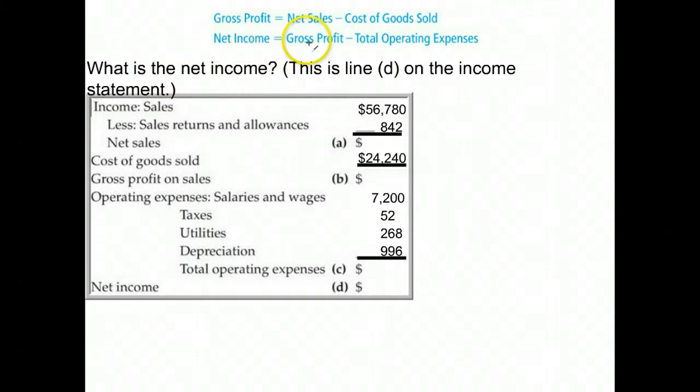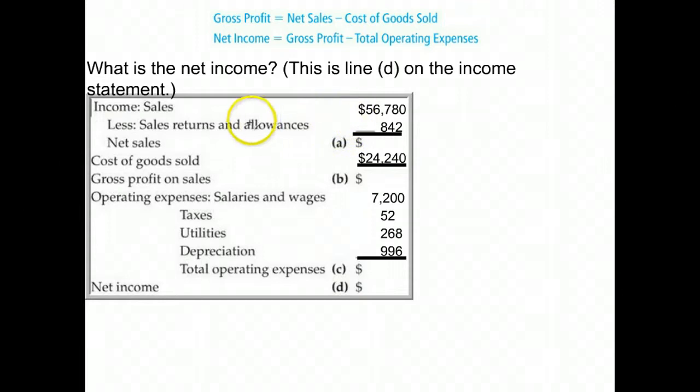Now, the net income is your gross profit minus all of your operating expenses. And to get your gross profit, you have to take your net sales minus your cost of goods. So let's just kind of fill this in as we go. They have 4 blanks that need filled in.